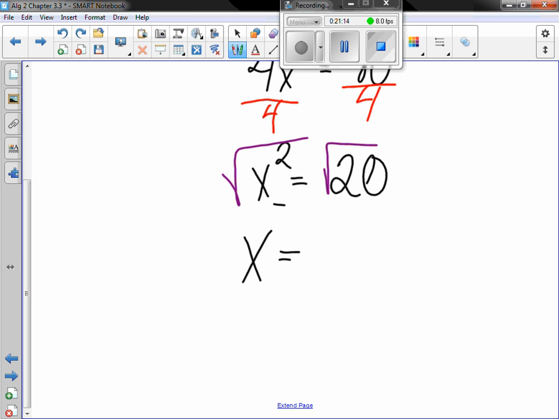Now we have to take the square root of 20. The graphing calculator is not going to be friendly with this here. It's going to give you a decimal. It's going to approximate. So on the test, I would use the yellow calculators, the TI-30XS. Those will simplify in radical form. If you plug it into the TI-30XS, it'll give you 2 square root of 5.